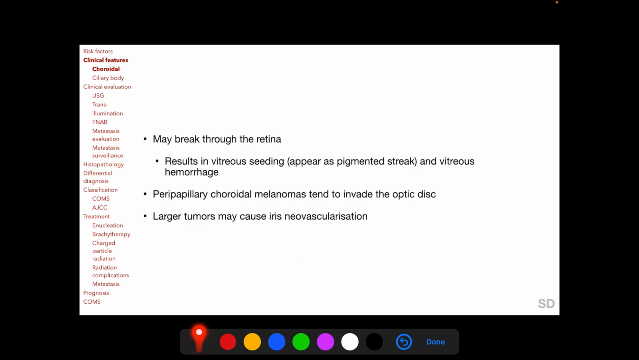Choroidal melanomas may ultimately break through the retina, resulting in vitreous seeding and/or vitreous hemorrhage. Vitreous seeding in choroidal melanoma appears as a pigmented streak in the vitreous cavity arising from the anterior surface of the choroidal melanoma. A peripapillary choroidal melanoma tends to invade the optic disc, and larger choroidal melanomas may have iris neovascularization in the anterior segment.